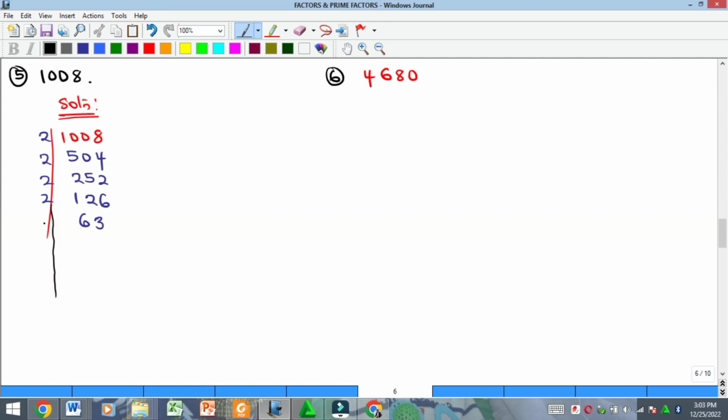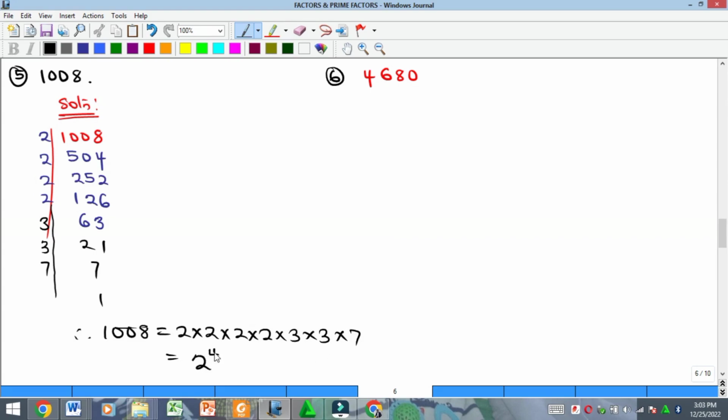Or let me do it this way. 3 into 63 is going to give us 21. 3 can still go. We get 7. 3 can no longer go, but 7 can go. So we have 1. Therefore, our 1008 is equal to 2 multiplied by 2 multiplied by 2 times 2 again, then times 3, and finally times 7. And in index form, that is 2 raised to the power of 4 times 3 raised to the power of 2, then times 7. And that is our solution to this.